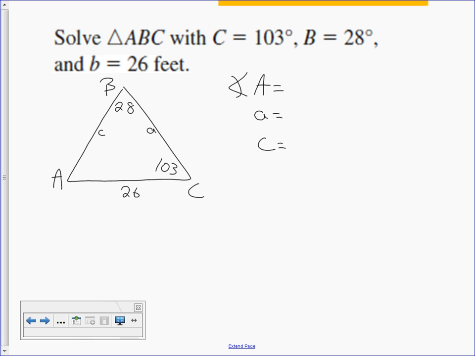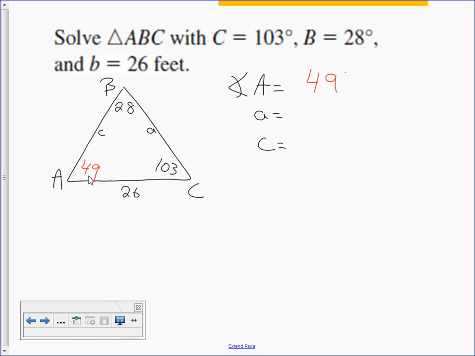What's the easiest one to find right away? Angle A. So what do you get for angle A? Does everybody agree? Add up the other two angles and subtract from 180, you get 49. So right off the bat, I'm a third of my way done. Okay?